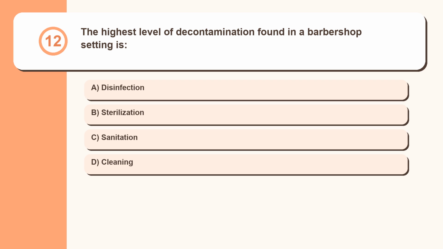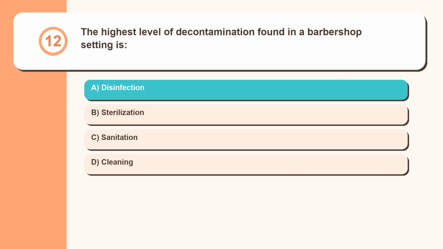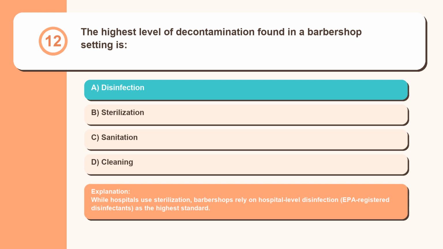Question 12. The highest level of decontamination found in a barbershop setting is disinfection, sterilization, sanitation, cleaning. While hospitals use sterilization, barbershops rely on hospital-level disinfection, EPA-registered disinfectants, as the highest standard.